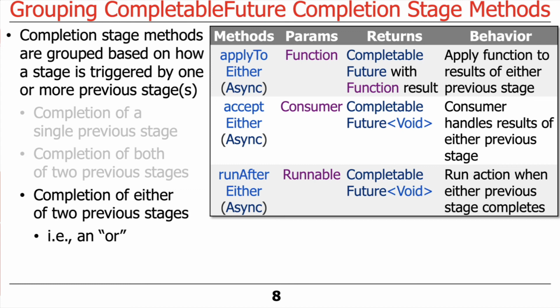Question? Yeah, great question. So the question here is, does it run it on both of them or whichever one finishes first? It's whichever one finishes first. There's some subtleties to this, which we'll take a look at later. The other completable future will continue to run to its completion, but basically the function or consumer that's applied will apply to whichever one finishes first.